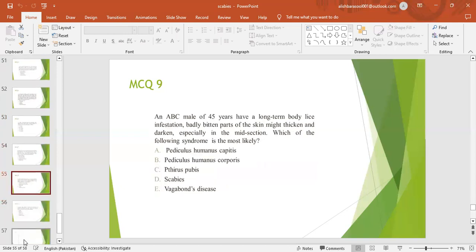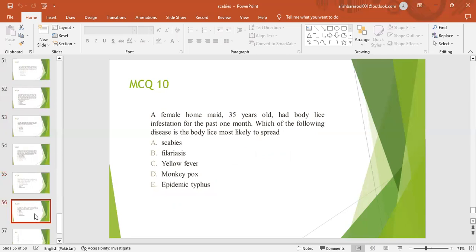An ABC male of 45 years has a long-term body lice infestation. Badly bitten parts of the skin might thicken and darken, especially in the midsection. Which of the following syndromes is most likely? A. Pediculus humanus capitis. B. Pediculus humanus corporis. C. Pthirus pubis. D. Scabies. E. Vagabond's disease. No, it's Vagabond's disease.